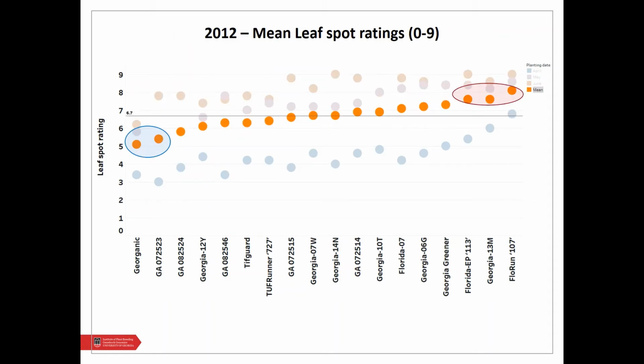Averaged across the three planting dates in 2012, the highest leaf spot ratings were seen in Florida EP 113, Georgia 13M, and Flowrun 107, with the lowest leaf spot rating seen in Georganic and Georgia breeding line 07, 25, 23.